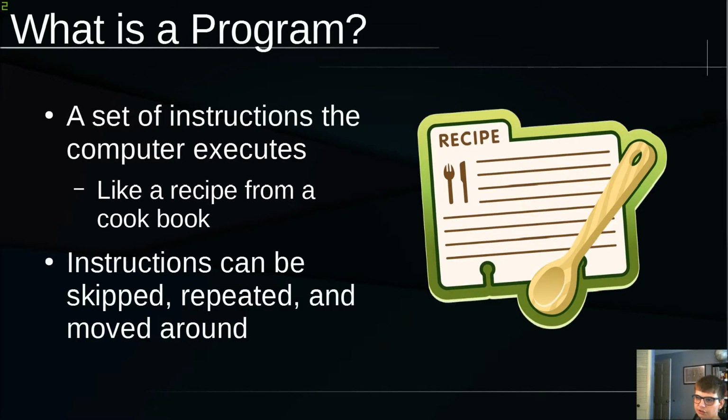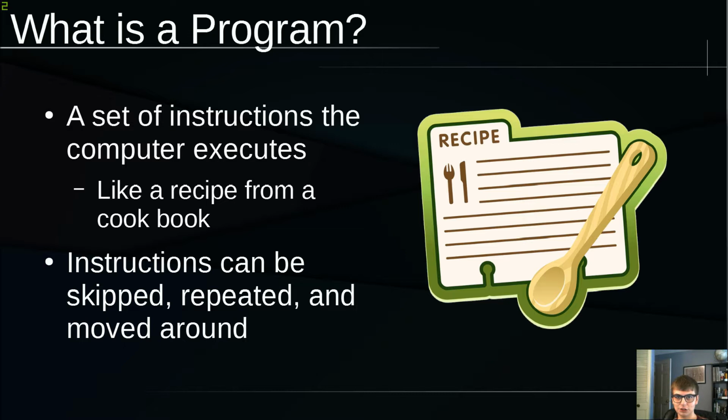Well, that's the set of the instructions that the computer executes. So you can think of it like a recipe from a cookbook. You start at number 1 and you go down the list and you do what it says. And sometimes there might be instructions in there that say, if you're making cookies, repeat steps 3 through 5 for each glob of dough or whatever. So sometimes you might be doing things over again.